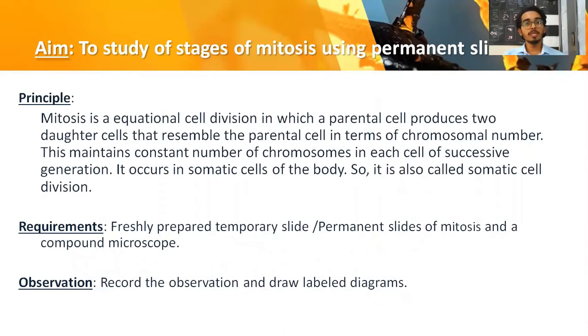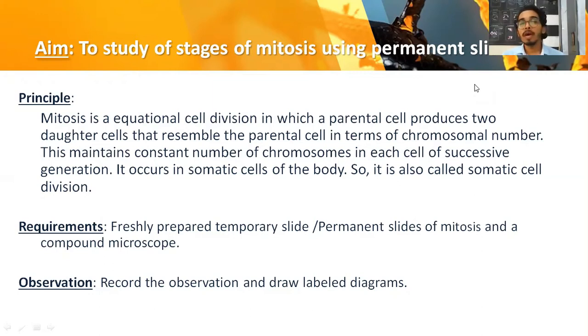The aim of the experiment is to study the stages of mitosis using permanent slides. Principle: mitosis is an equational division in which a parental cell produces two daughter cells that resemble the parental cell in terms of chromosomal number. This maintains the constant number of chromosomes in each cell of successive generations. It occurs in somatic cells of the body, so it is also called somatic cell division.